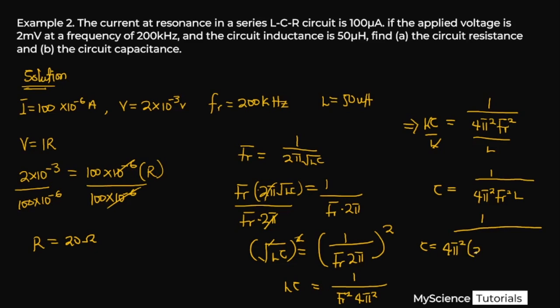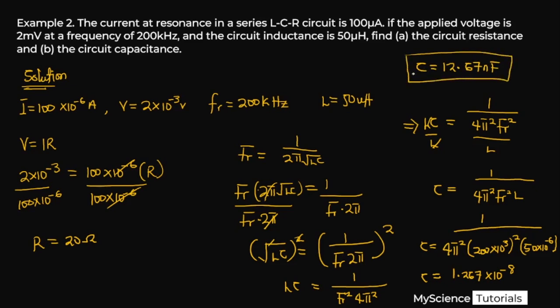Our resonant frequency we were given is 200 times 10 raised to the power 3, squared. Don't forget that. And then our inductance is 50 times 10 raised to the power minus 6. If we compute 1 over 4 pi squared multiplied by the resonant frequency squared multiplied by the inductance, our C will be equal to 1.267 times 10 raised to the power minus 8, which we can rewrite as 12.67 nanofarad. So this is now our circuit capacitance.